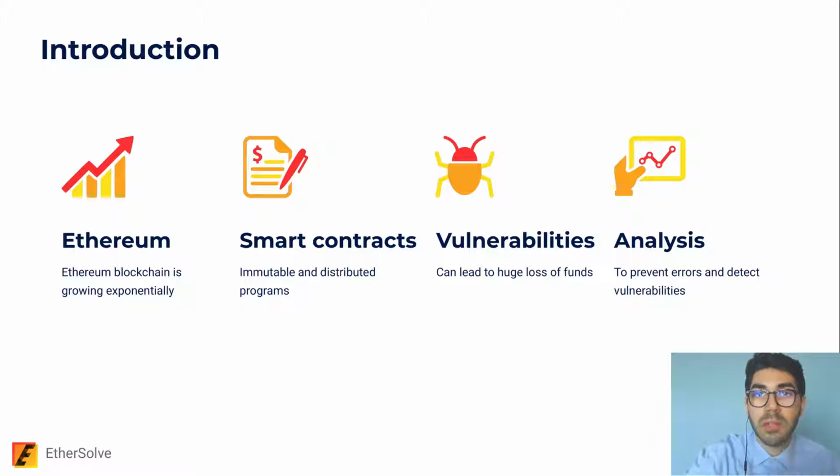However, these smart contracts may have errors and vulnerabilities, which can cause huge loss or freezing of funds, like the famous DAO incident. Moreover, they are immutable, so errors cannot be patched once deployed. For this reason, there is a growing need for techniques and tools to analyze such smart contracts.